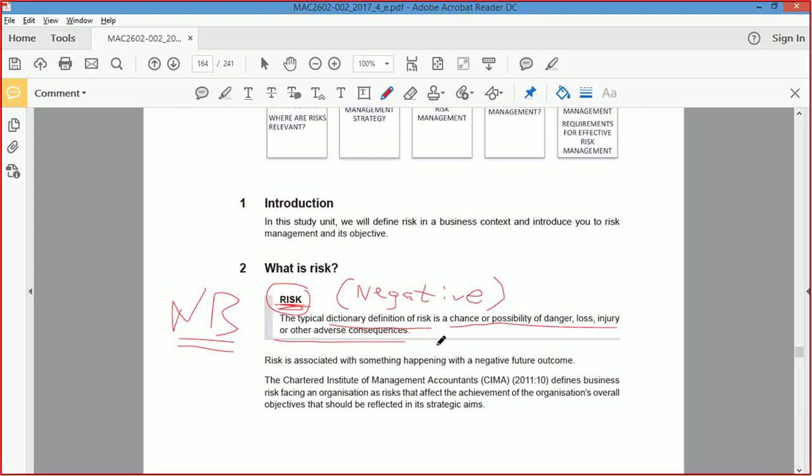Does that make sense? Yes, sir. Okay, so I don't quite agree with this as being danger, loss, injury, adverse consequences, because that's taking a very negative view. If I'm looking at risk, there's an equal chance of something good happening versus something bad happening. Obviously, you want to choose projects or make decisions that have a greater chance of good things happening than bad things happening.